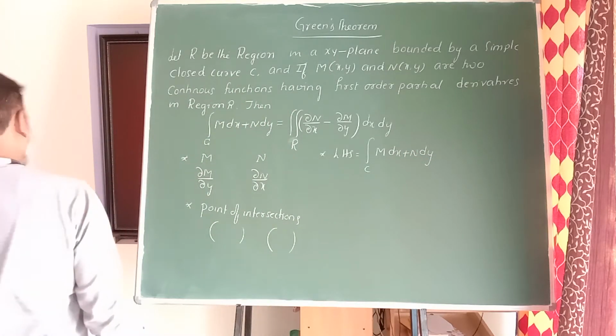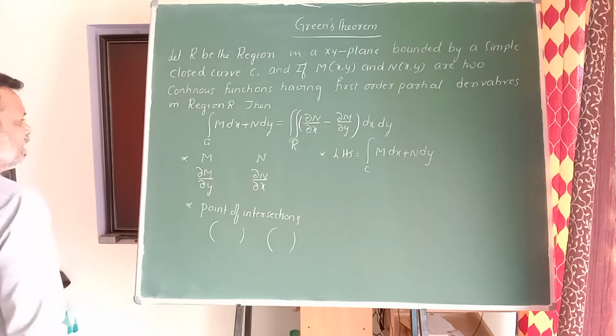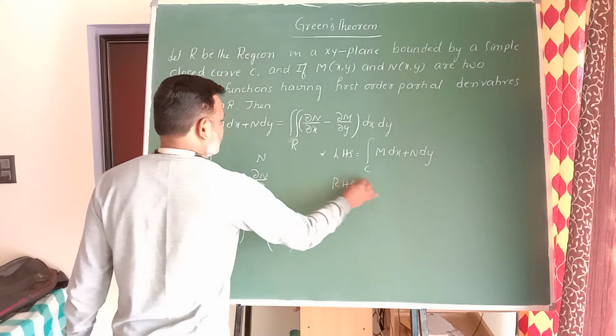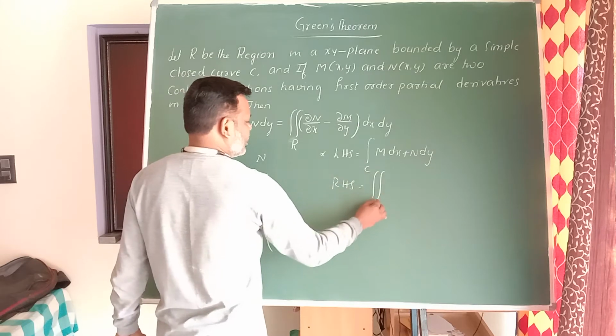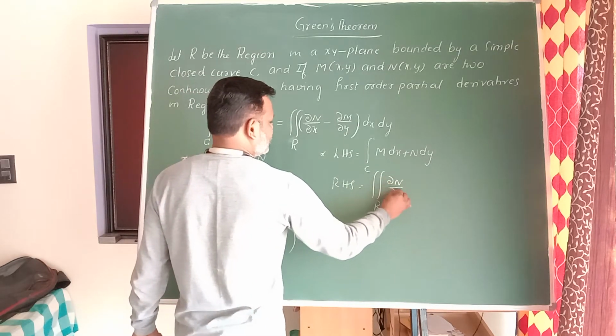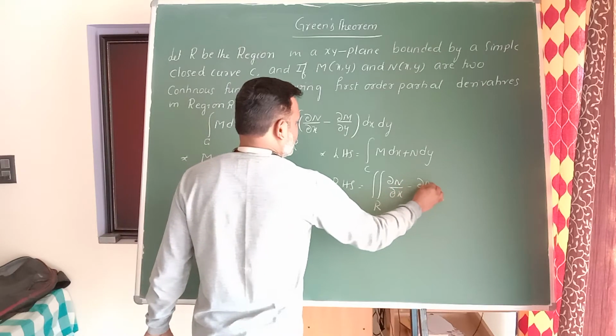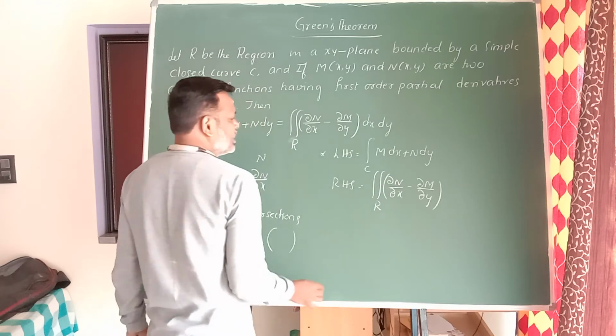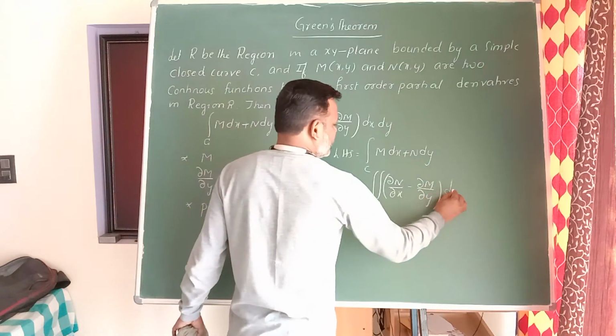After finding this is m dx plus n dy, then find out the RHS. So what is RHS? This is RHS, the double integral over region R of dou n divided by dou x minus dou m divided by dou y. So instead of dx into dy, you can take dy into dx.